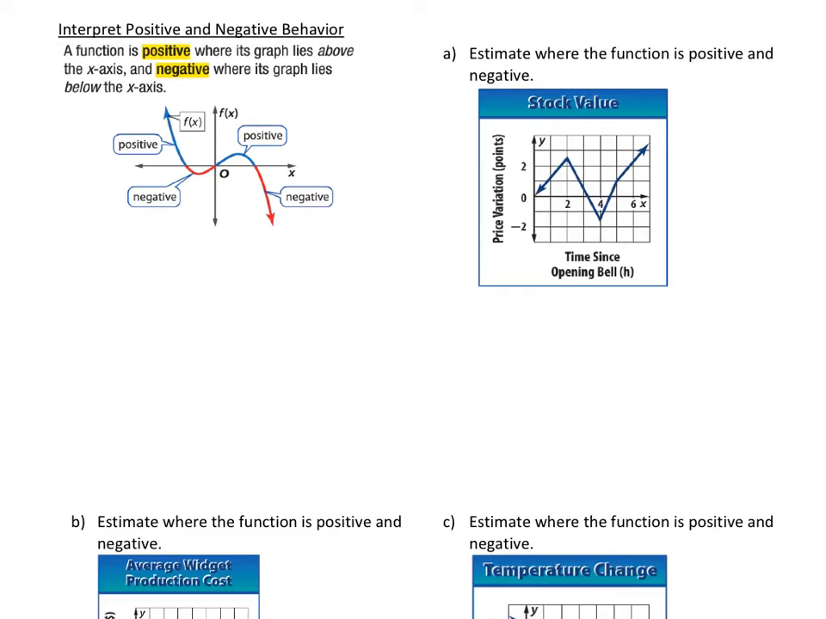Interpret positive and negative behavior. A function is positive where its graph lies above the x-axis and negative where its graph lies below the x-axis. If you take a look here, what's drawn in blue is everything above the x-axis, which means that's where the graph is positive. And everything drawn in red is below the x-axis, which means that's where the graph is negative. So for letter A, estimate where the function is positive and negative.